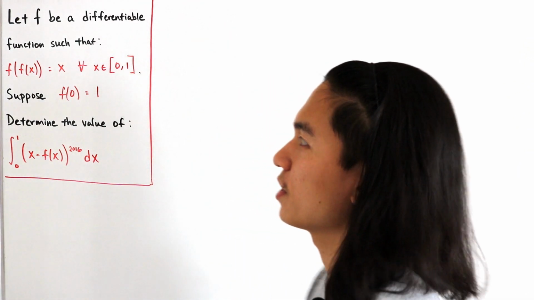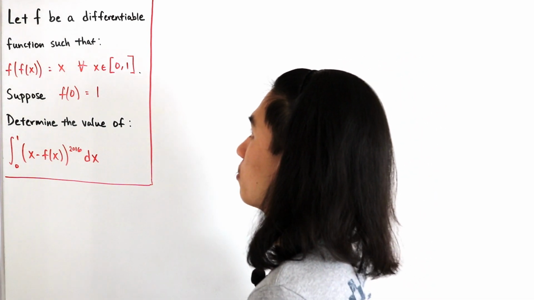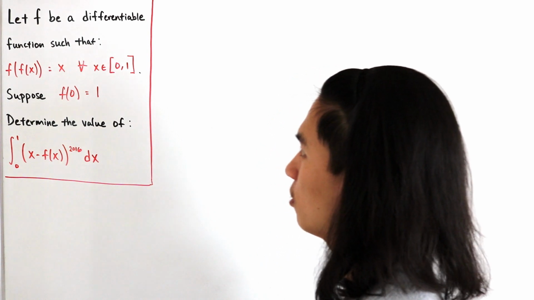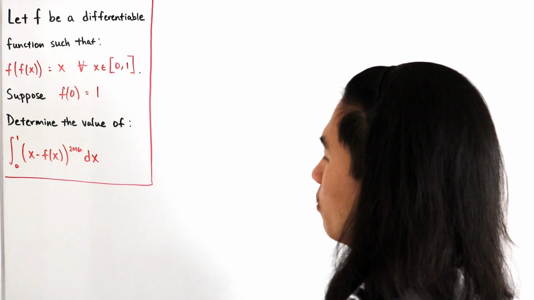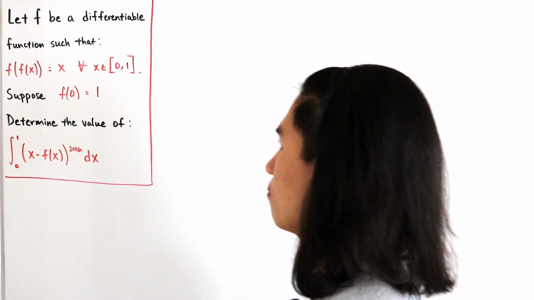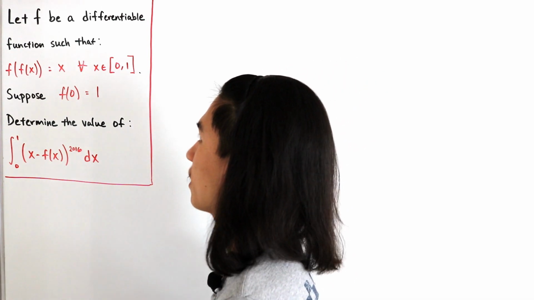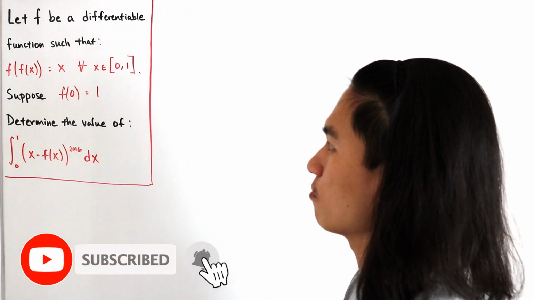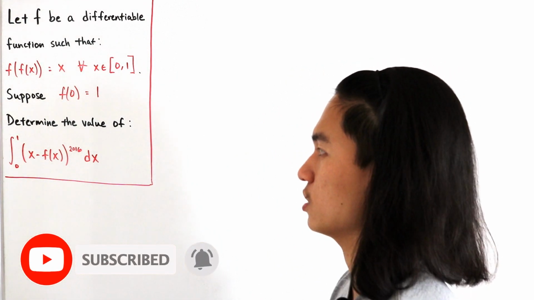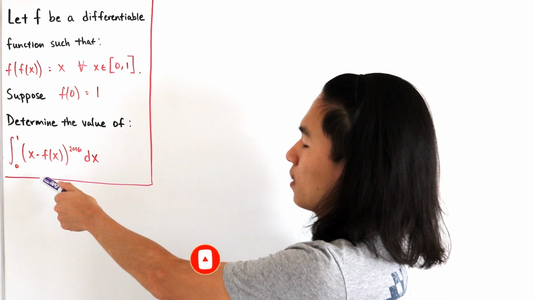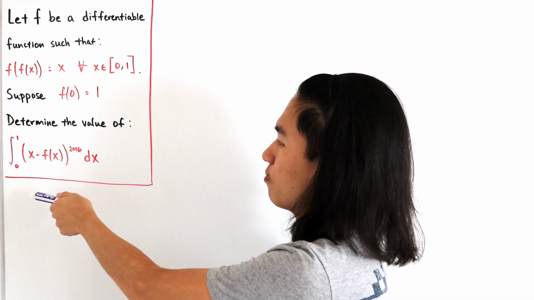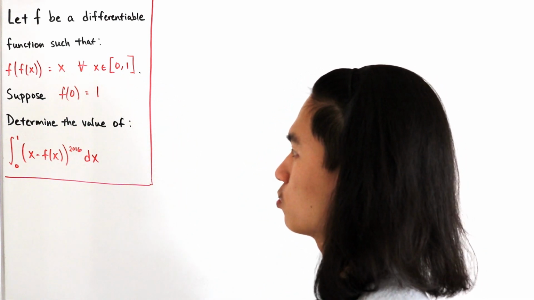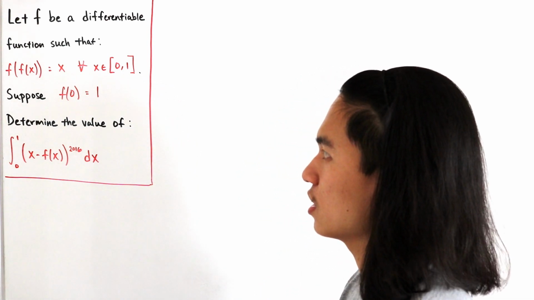In today's video we have a little calculus problem. We are given that f is a differentiable function such that the composition f of f of x is equal to x for all x in the closed interval 0 to 1, and also given that f of 0 is equal to 1. We want to calculate the definite integral from 0 to 1 of (x minus f of x) to the power 2016 dx.